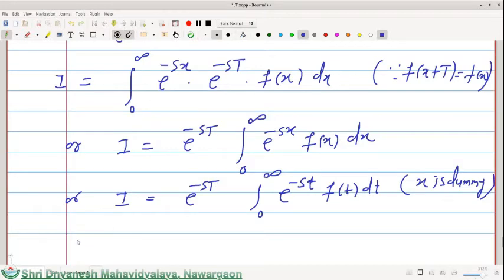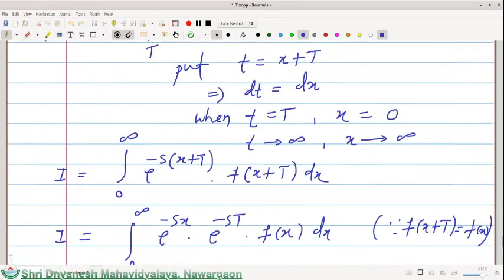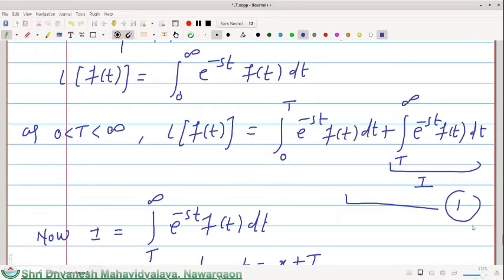Okay, which implies, by definition of Laplace transform, this is the Laplace transform of f of t. So this is e to the power minus st times the Laplace transform of f of t. Okay, put this value of I in equation 1. What was your equation number 1? It was the Laplace transform of f of t equals the integration from 0 to t of e to the power minus st f of t dt, and this was your I whose value we just evaluated.